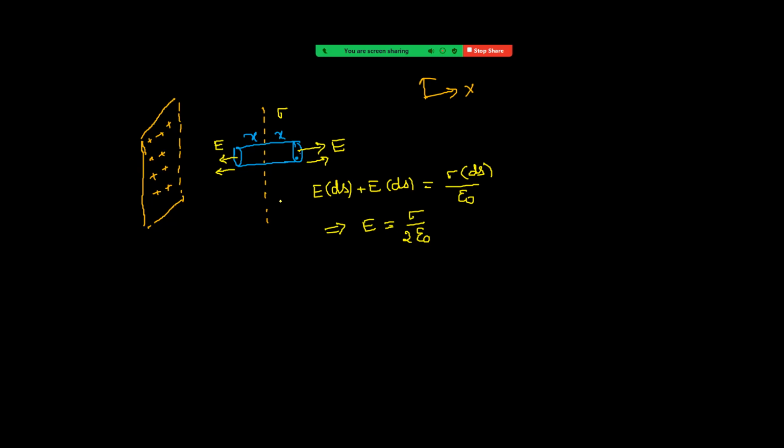We are taking points very close. The field is normal to the sheet: away from the sheet if the charge is positive, towards the sheet if the charge is negative. So it is sigma by 2 epsilon naught. Mainly we have to understand how we have taken the Gaussian surface. Since the field lines are normal to the sheet, we have taken a cylinder. That makes the calculation convenient. No flux through the curved part; flux is only through the flat surfaces.